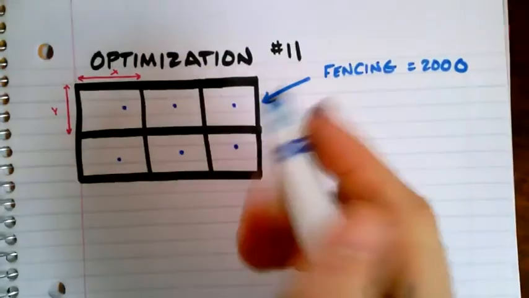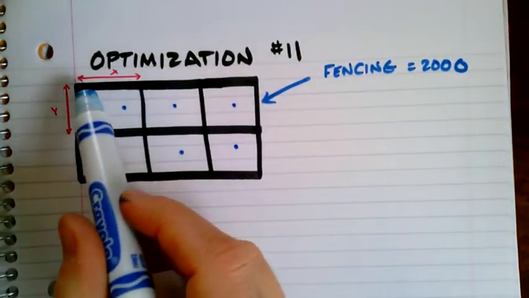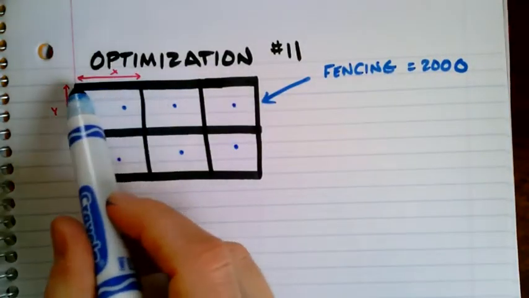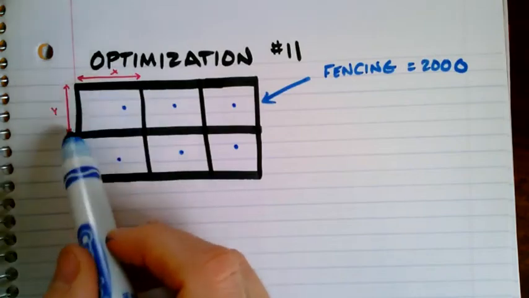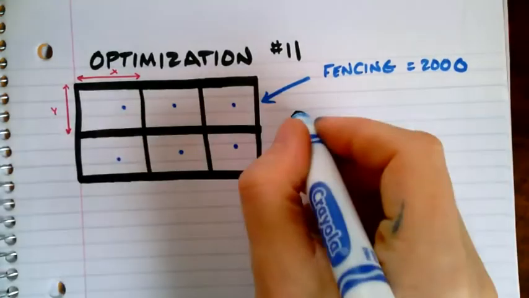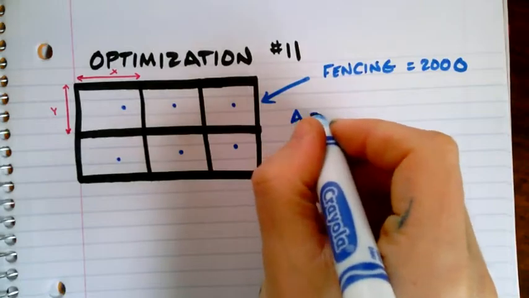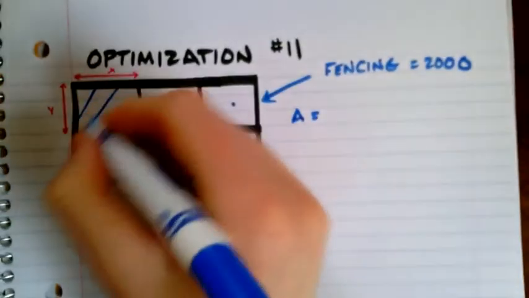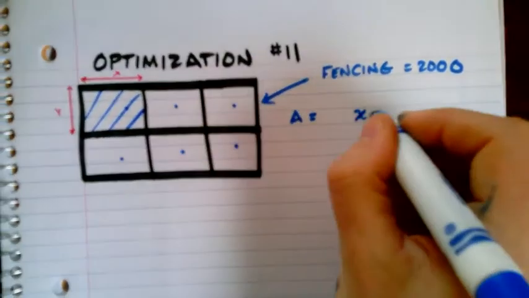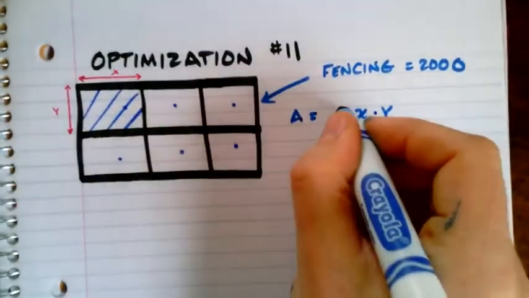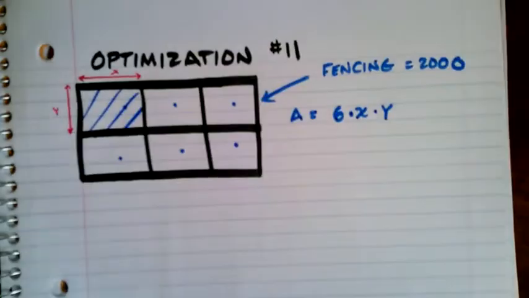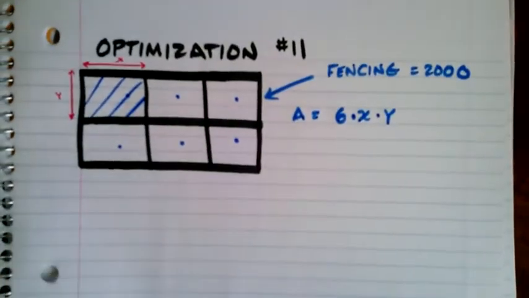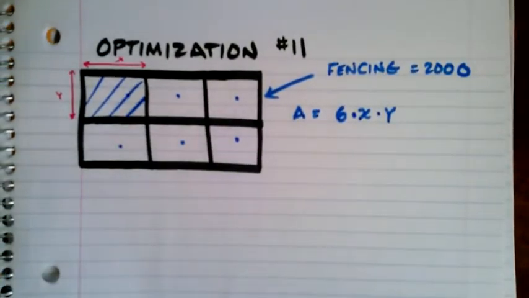Anyway, there's a couple different ways you can do this one. I'm going to define x as the length of this pen and y is the width of this pen. And then the area of one of them would be x times y, and then we have 6 of them, so I'm going to multiply that by 6. We also have a constraint, and that constraint is that you only got 2,000 feet of fencing.